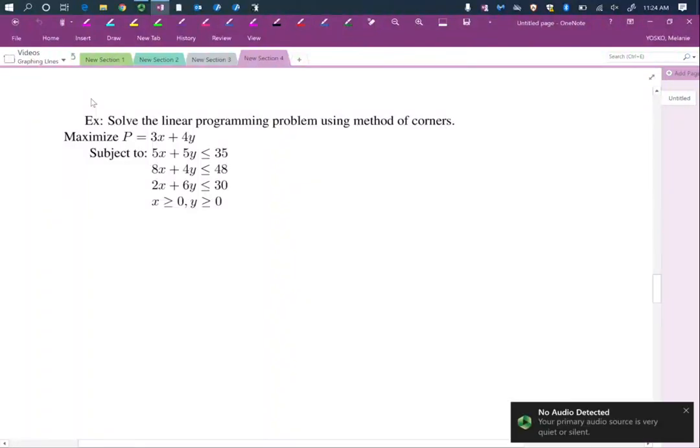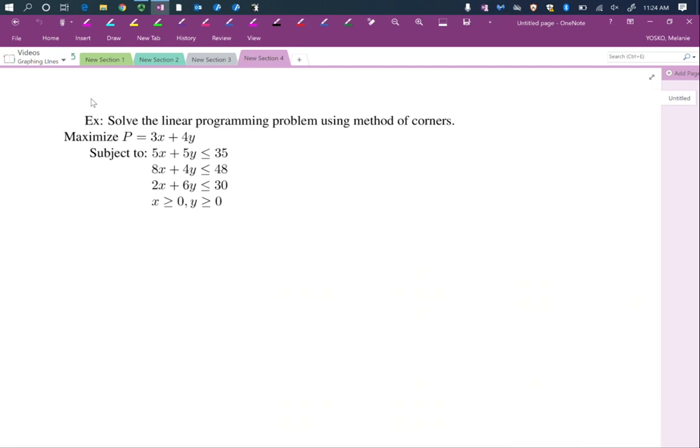We're going to solve the linear programming problem using method of corners. So we're going to maximize p equals 3x plus 4y, subject to 5x plus 5y less than or equal to 35, 8x plus 4y less than or equal to 48, 2x plus 6y less than or equal to 30, x is greater than or equal to 0, and y is greater than or equal to 0. Remember that this is called your objective function.